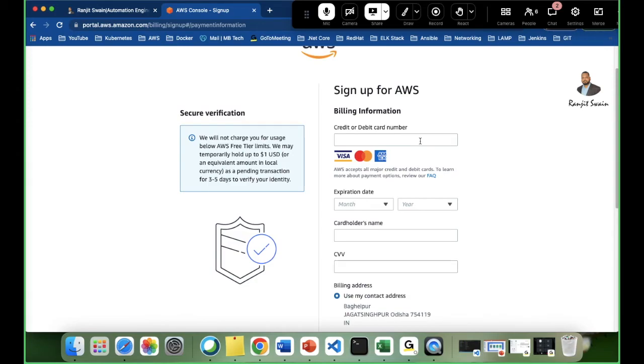AWS provides good service. If by mistake you used services because you are new and don't know, and it charged you a certain amount, if you call customer support and request them, they will revert it back.